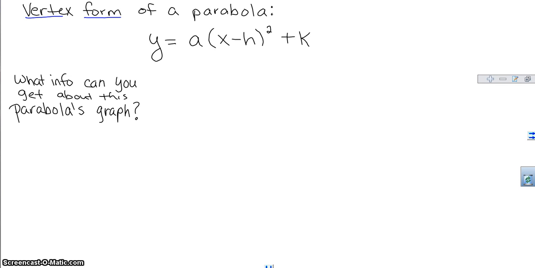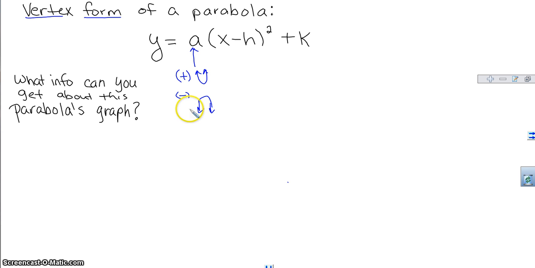Okay, so here's what we're going to do today. We're going to look at the new vertex form of a parabola, and it tells us some information about the parabola itself. A still represents the same things that it's always represented. It tells us if it opens up or down, if it's a happy face or a frowny face. So if it's positive, it's going to look like such. It's going to be a happy face. Okay, if it's negative, it's going to still show that reflection over the x-axis. So it's going to be like a frowny face.